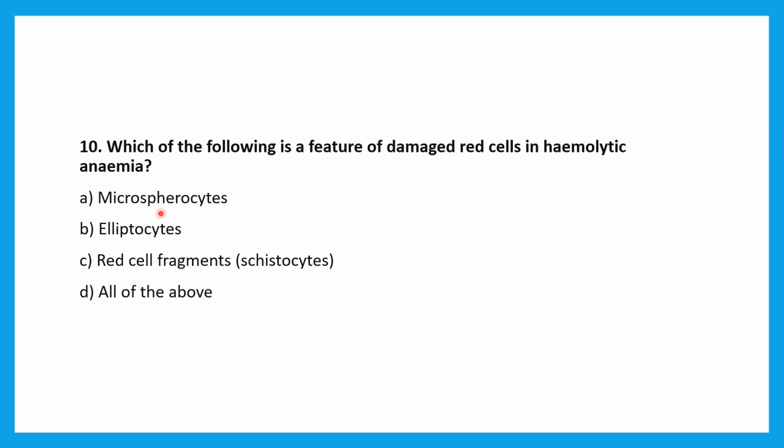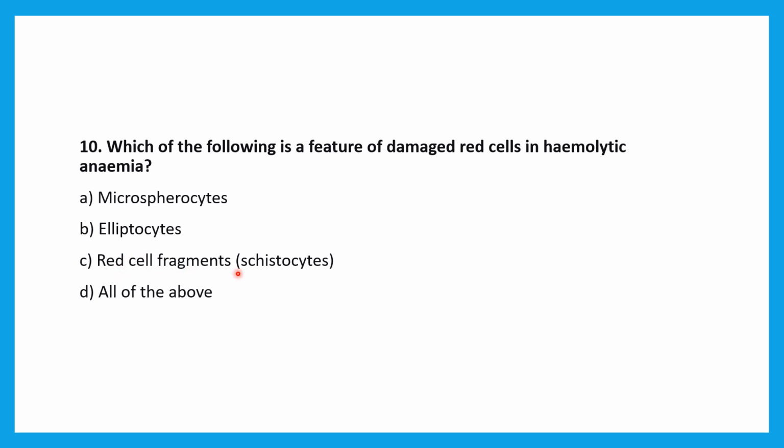When you talk of spherocytes, they are seen in hereditary spherocytosis itself, and also in autoimmune hemolytic anemia. That's where we talk about the autoantibodies and everything. Then we talk of elliptocytes. These are also characteristics of hereditary elliptocytosis. Okay, damaged red cells. These are features.